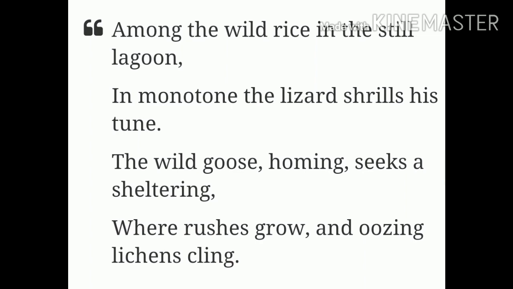The wild goose homing seeks a sheltering. Next, the speaker describes another animal, the wild goose. It is homing. Homing means returning home after a long journey, where rushes grow and oozing lichens cling. In this line, the poet says the wild goose knows that somewhere in amongst the rushes or long grass and the oozing lichens, there is somewhere it can rest.